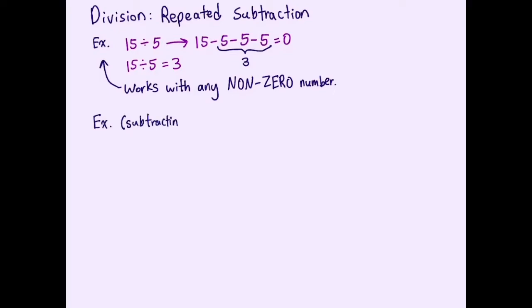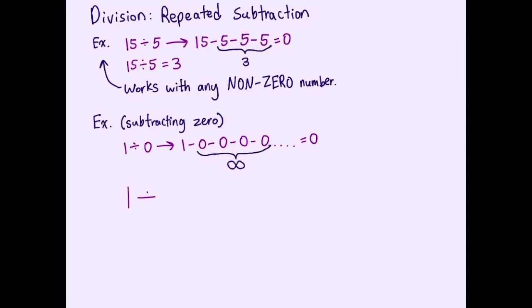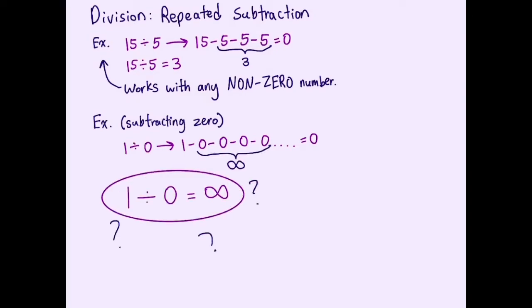However, if you try to divide by 0, you need to subtract 0 from a number over and over again. In this example, subtract 0 from 1 until you have nothing left. You would need to subtract 0 infinitely many times. So does that mean 1 divided by 0 equals infinity?